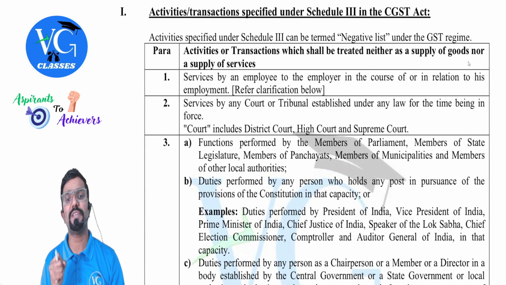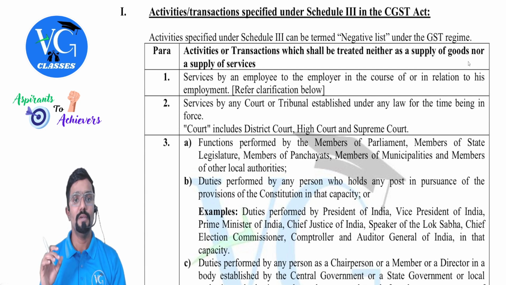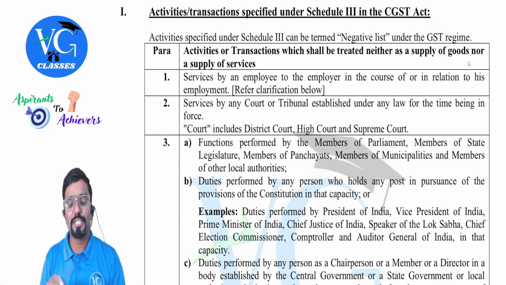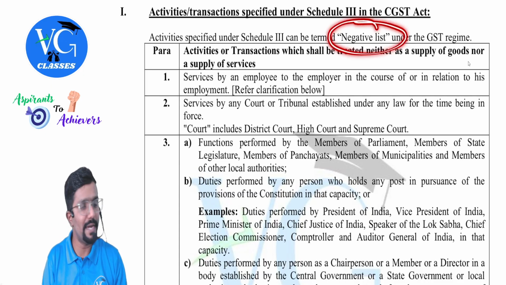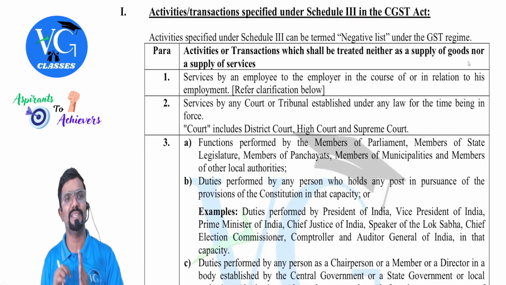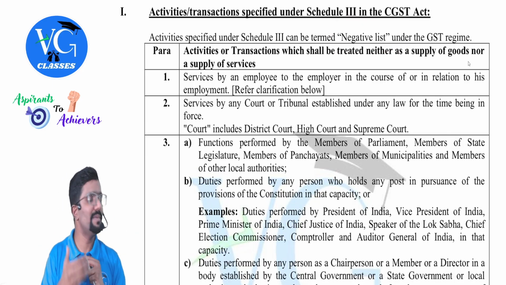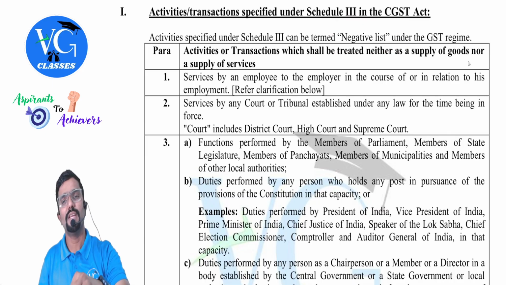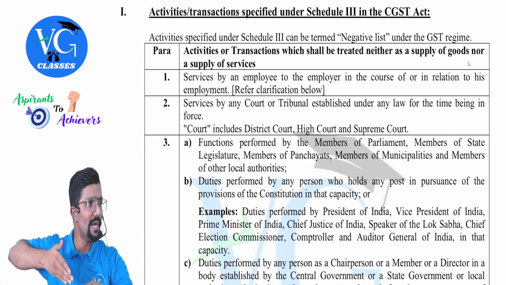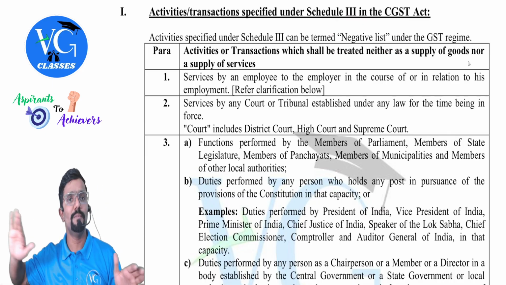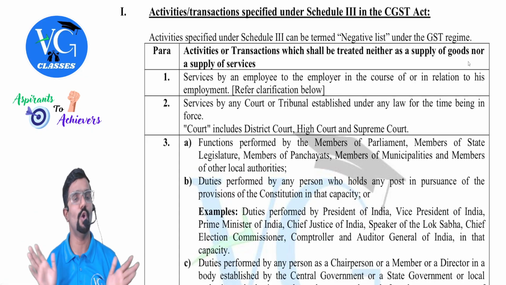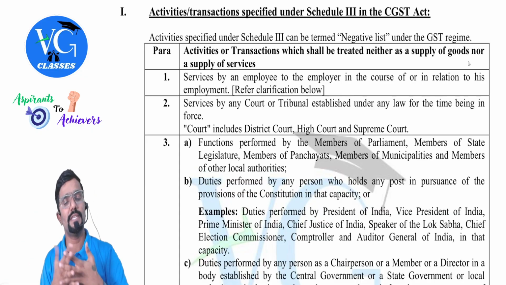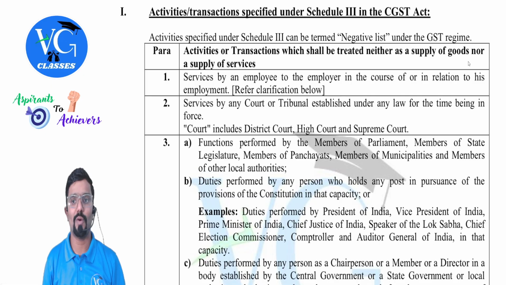Activities or transactions specified under schedule 3 in CGST Act. Activities specified under schedule 3 can be termed as what? Negative list. Means, guys, simple. Negative list means, see, under service tax they used to use this name. Same name they have brought it under GST, telling it is outside GST. The following items are outside GST. Means, will GST be levied on this? No. Under the GST regime, it is called negative list. What is it? One by one.